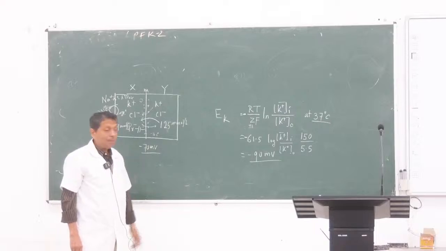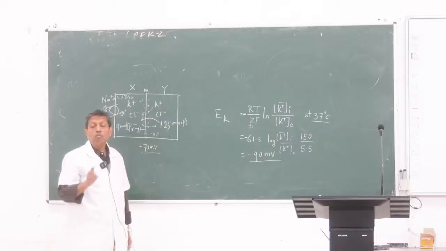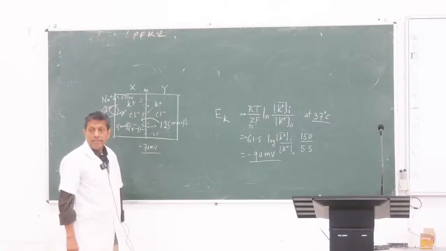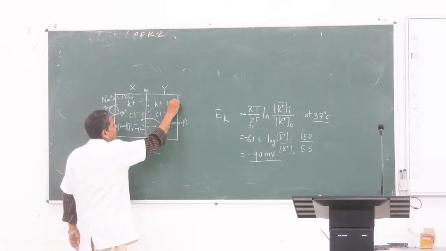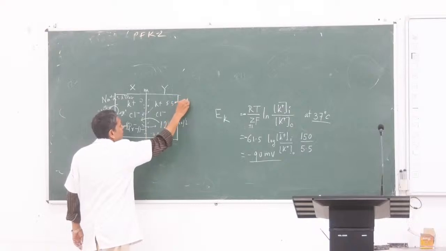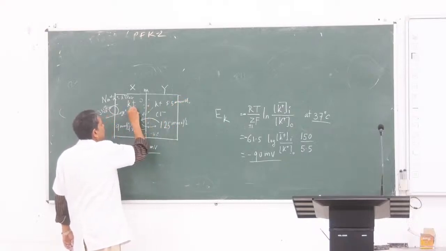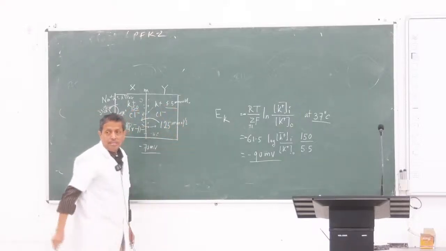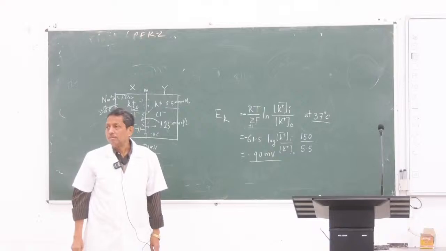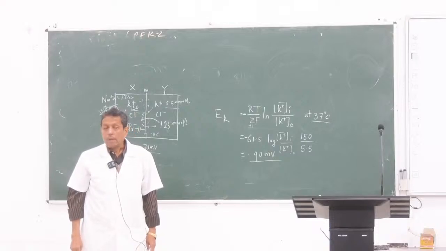Clear. So potassium has a natural tendency to move from inside to outside. Outside its concentration is 5.5 millimole per liter, and inside it is 150 millimole per liter. From a reliable textbook, we are giving this type of figure. Clear? But in case of sodium ion, it is different.